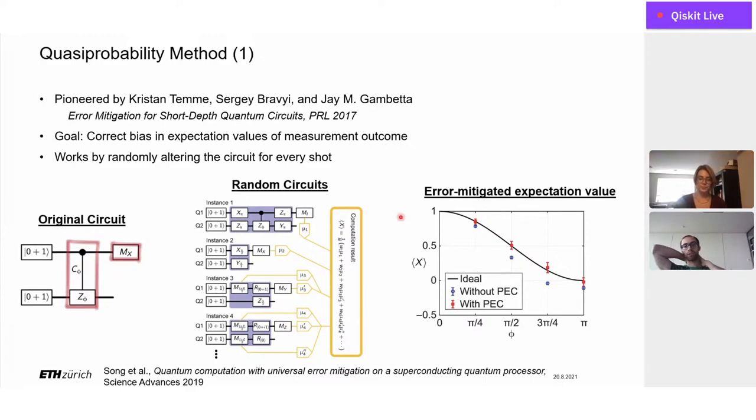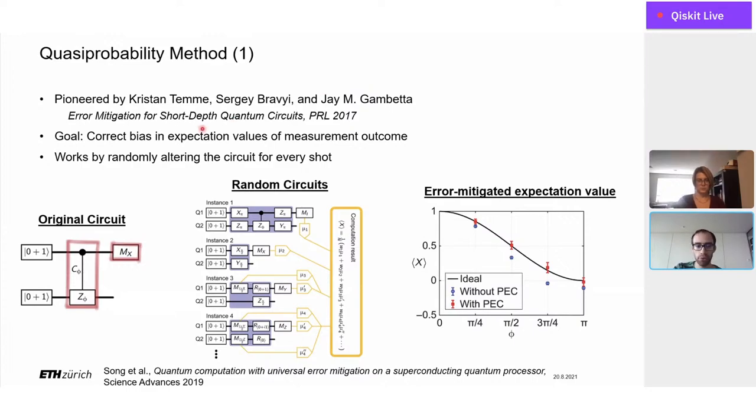So with that, let's get started on the quasi-probability method. The idea of quasi-probabilities has been around in many different forms for a very long time. But the idea to use quasi-probabilities as a means to do quantum error mitigation was pioneered by the colleagues at IBM, Kristan Temme, Sergey Bravyi, and Jay Gambetta in 2017. The goal of the quasi-probability method is to correct the bias that you get in expectation values of measurement outcomes. The way the method works is that in every shot of your circuit that you execute, you randomly alter your circuit, by changing some of the gates, maybe adding some gates, removing some gates. You change the circuit in a random way, and then you average the outcome that you get from every alteration of the circuit.